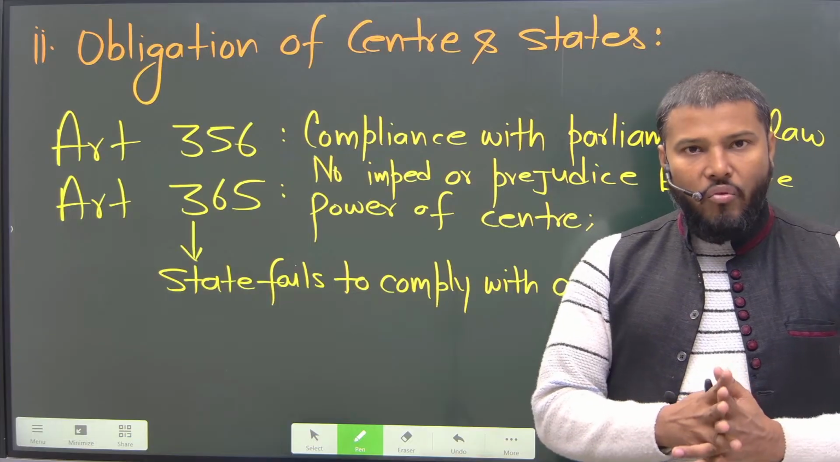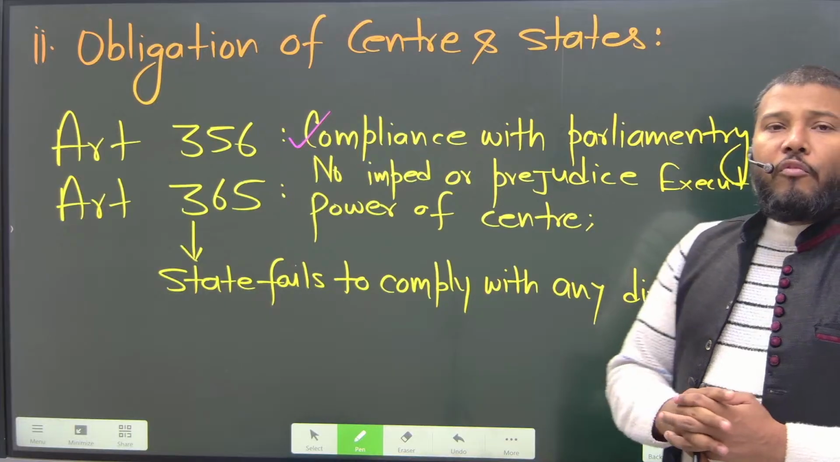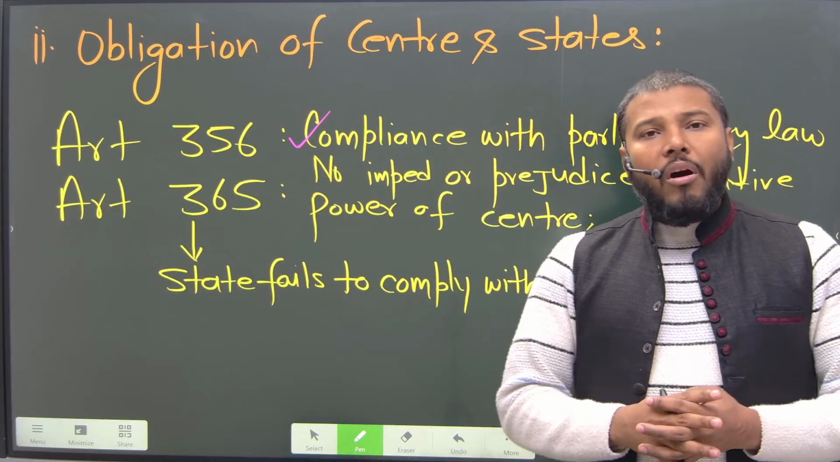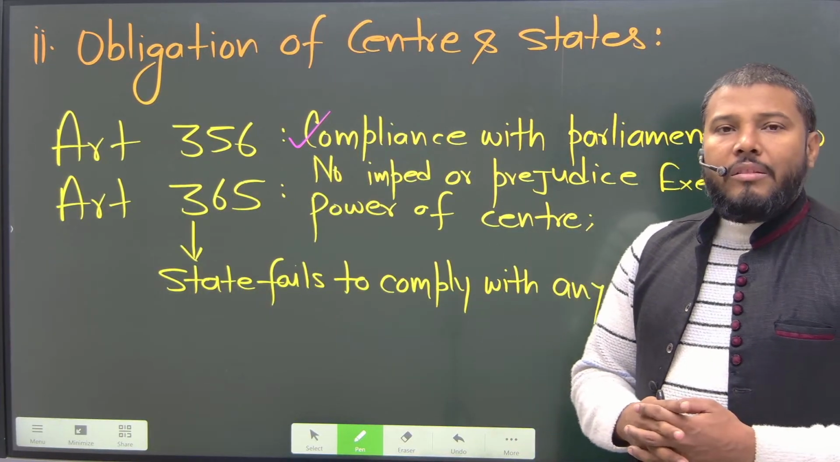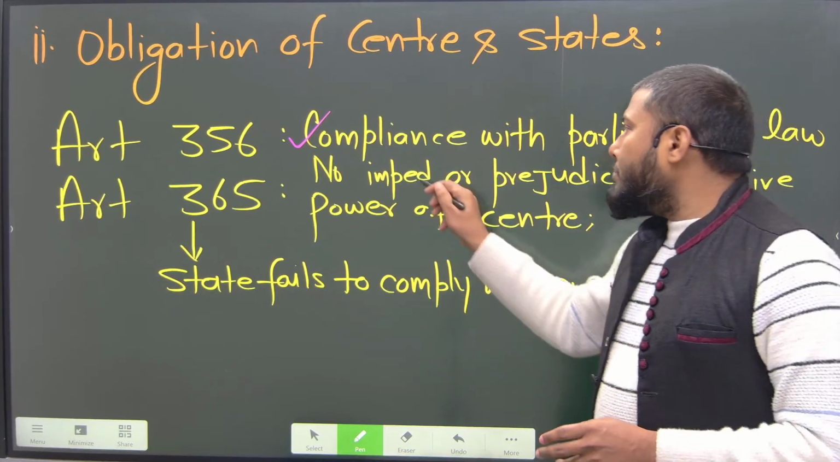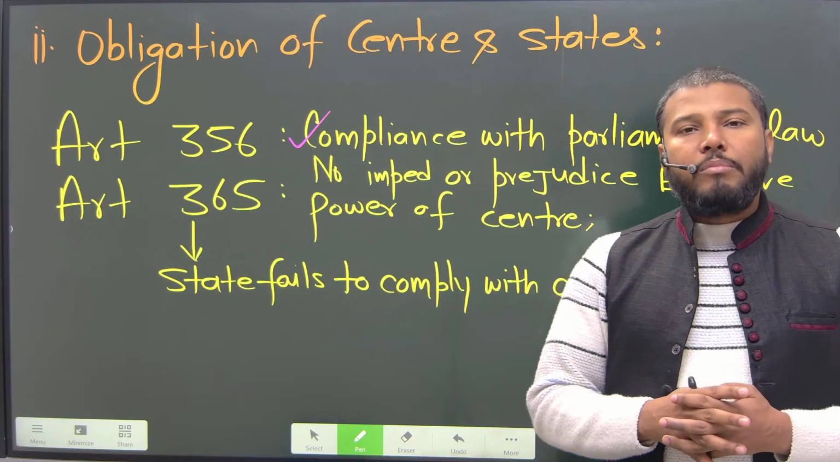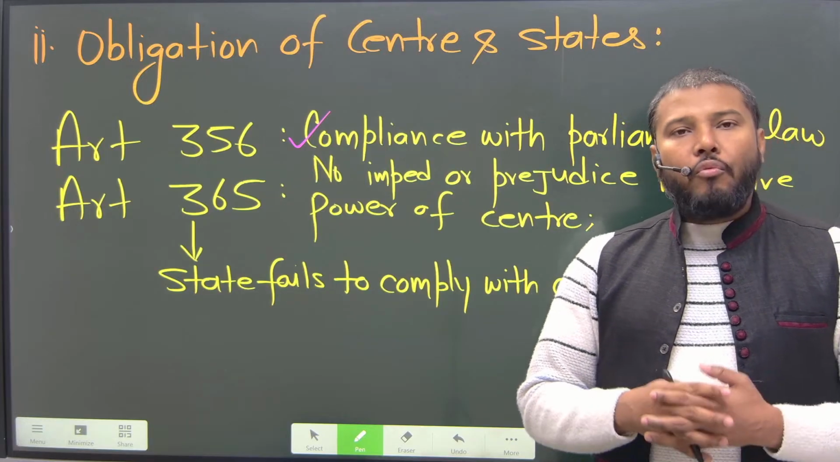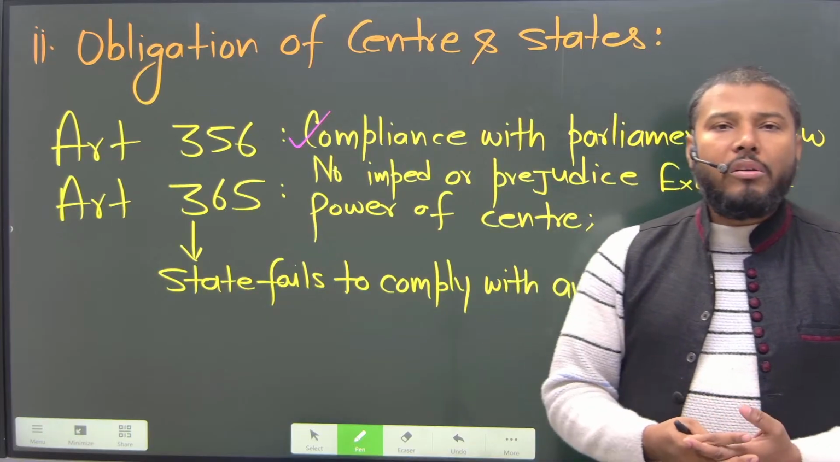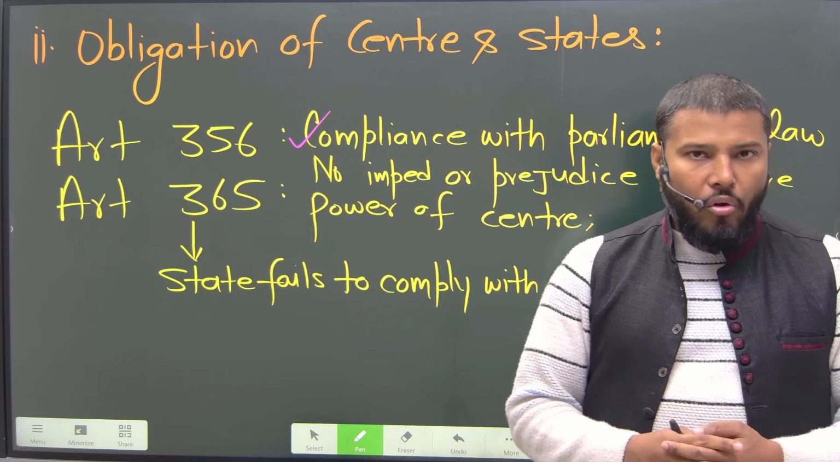This is a must requirement, right? The first we understand. The second, while framing the law in the state assemblies, the laws framed by the state assemblies shall not impede or prejudice the executive power of the union government, right? When state assemblies are framing laws, they cannot impede the executive power of the parliament or the central government.